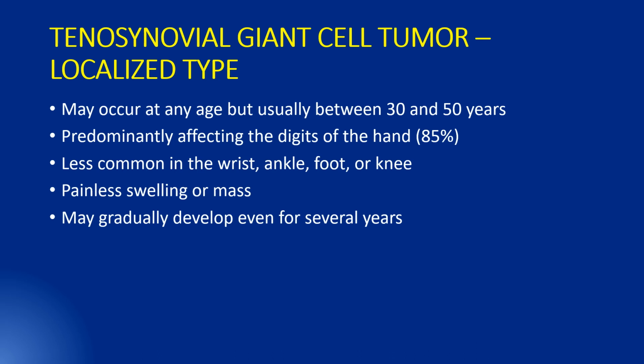There is also a localized type, which may occur at any age, but usually between 30 and 50-year-old patients, predominantly affecting the digits of the hand. Less commonly, it may be seen in the wrist, ankle, foot, or knee. Mostly present as painless swelling or mass and may gradually develop over several years.